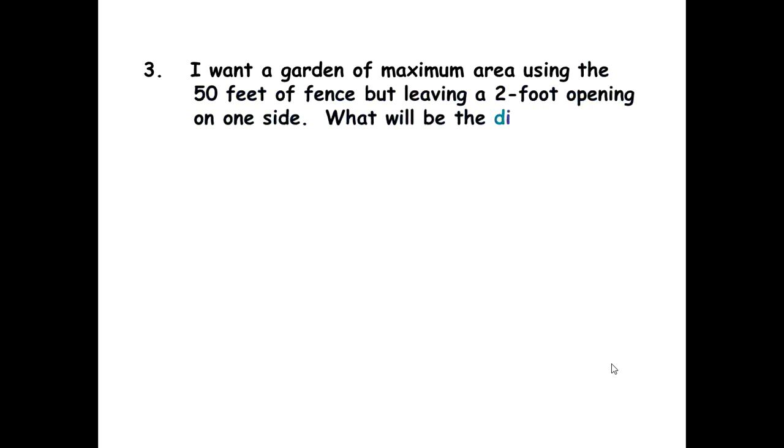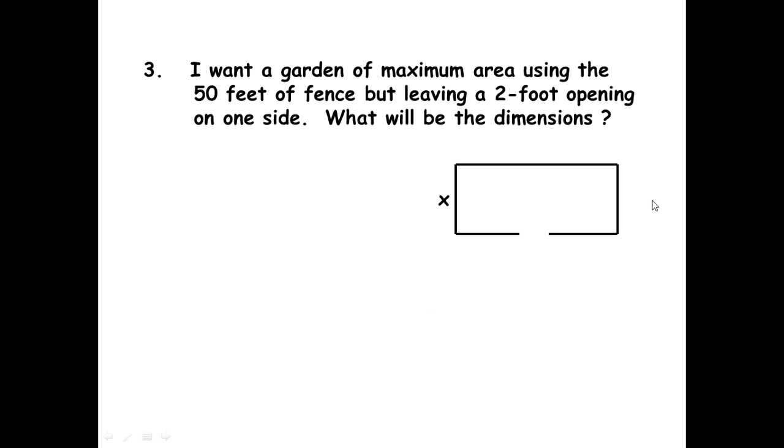Let's try another. I want a garden of maximum area using 50 feet of fencing, but I want to leave a 2-foot opening on one side so I can get in and out of the garden without crawling over the fence. What will be the dimensions? All right, so here now is my garden. I'm going to leave this 2-foot opening here. My width is still going to be x. My area is still going to be my y, because that's what I'm trying to maximize.